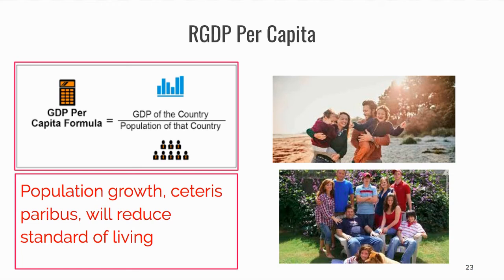Think of it this way. If your family has a fixed income of $100,000, your standard of living would be higher if you had one sibling compared to having 8 siblings, because the quality of your Christmas or Hanukkah gifts are way better if there are only 2 siblings compared to 8, ceteris paribus.